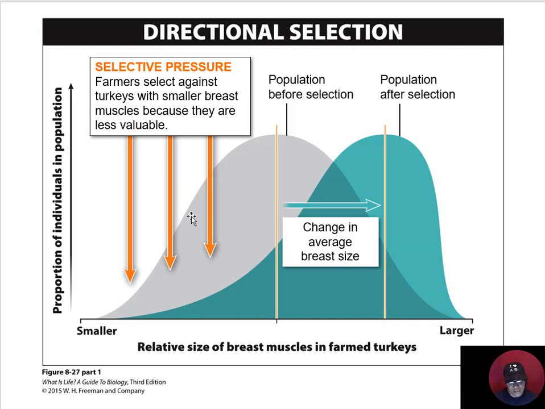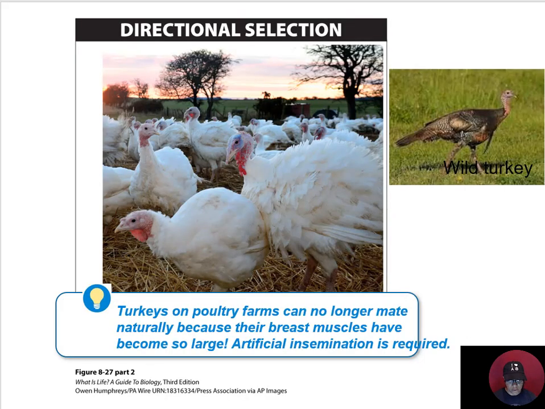And so the farmers started to select against that, and they started to select for turkeys that had much, much larger breast size, right? So this is now the population before the selection. They started selecting, and now here's the population after the selective breeding, and now they have these much larger turkey breasts. Well, they kind of went to the extreme because now turkeys on poultry farms can no longer naturally mate because the breast muscles have become so large that they have to be artificially inseminated. Did you know that?